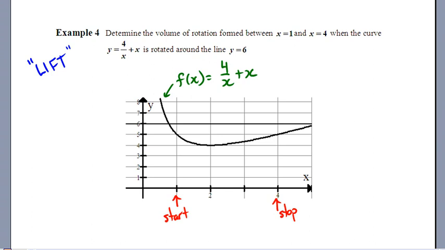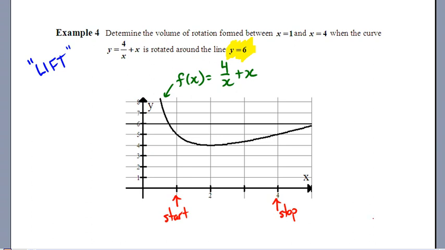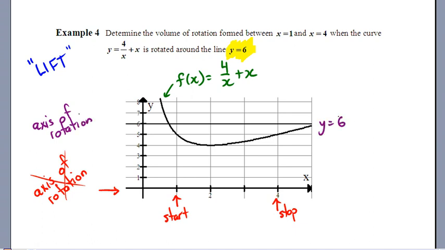But here's what's different. Here's what's going to make this thing a lift. We're going to rotate this thing around y equals 6. So up until this point, we used to say, oh yeah, okay, here's your axis of rotation, right? The x-axis. Well, that was true for the first 3 examples, but not anymore. That's not going to be our axis of rotation. Now we're actually going to use this y equals 6 as our axis of rotation. Right up here, y equals 6 is the line, and we're going to barbecue this thing around that line. That's where we're going to spin it.